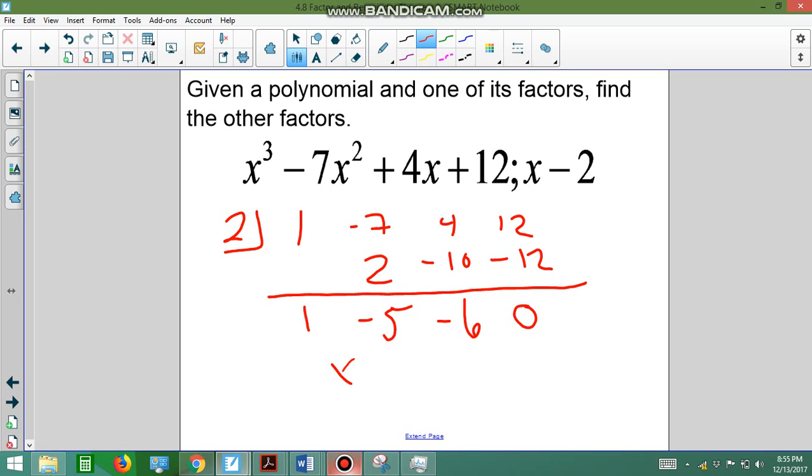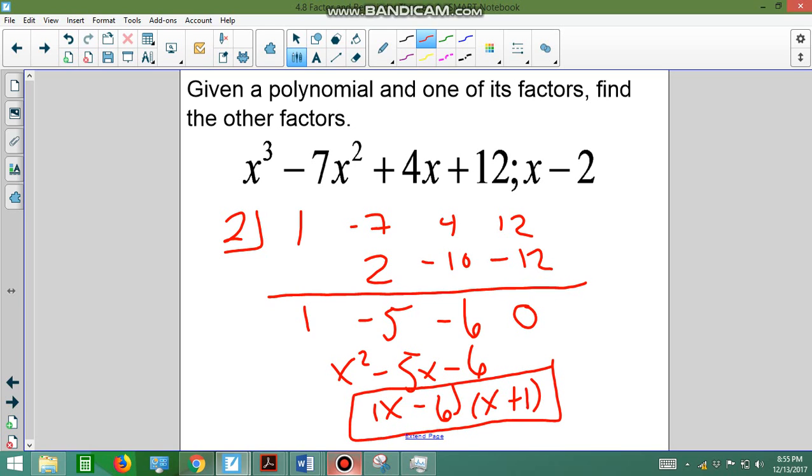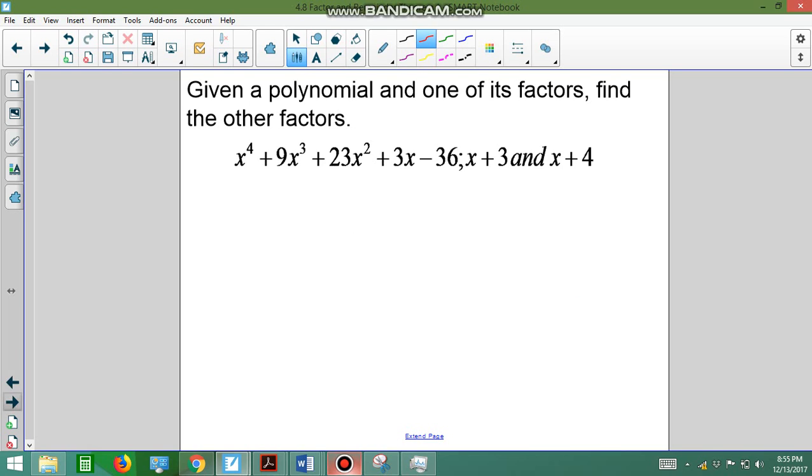So then this means we've got x squared minus 5x minus 6. So we're seeing what multiplies to negative 6 that adds to negative 5, and that is x minus 6 and x plus 1. So those are the two remaining factors, or the other factors. Okay? And then we're going to do one more example.